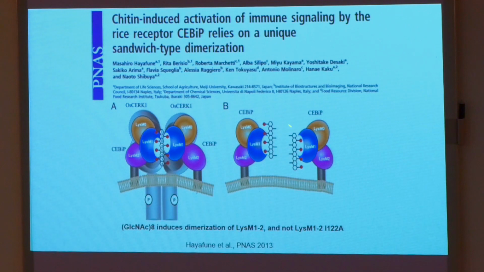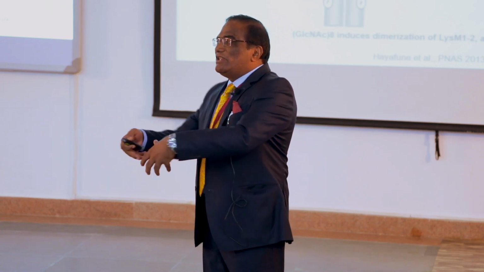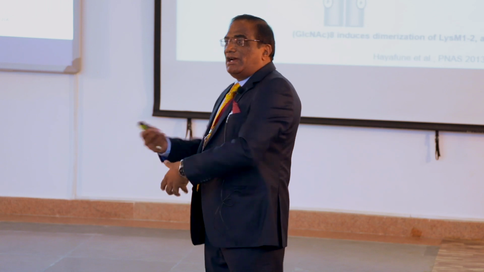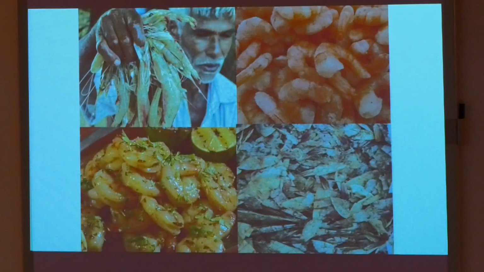This is the configuration which will interact with this receptor molecule on the surface of the plant and induce what we call dimerization of the receptor, and that is the signal for the receptor to transduce the message right into the inside of the plant and activate either the immune pathway or the symbiotic pathway.